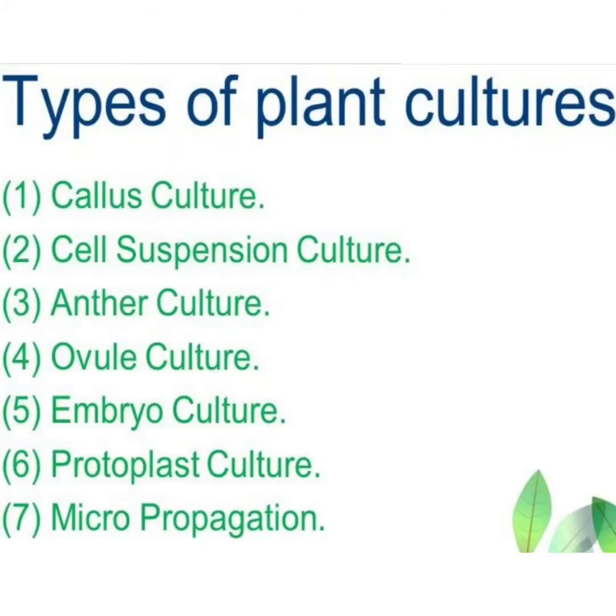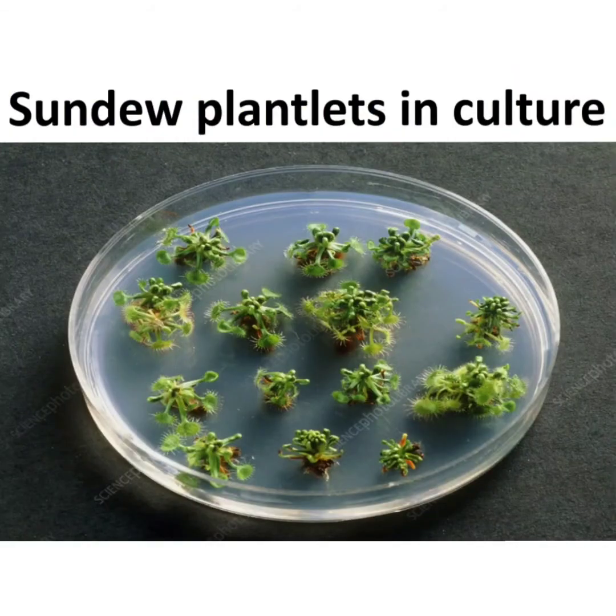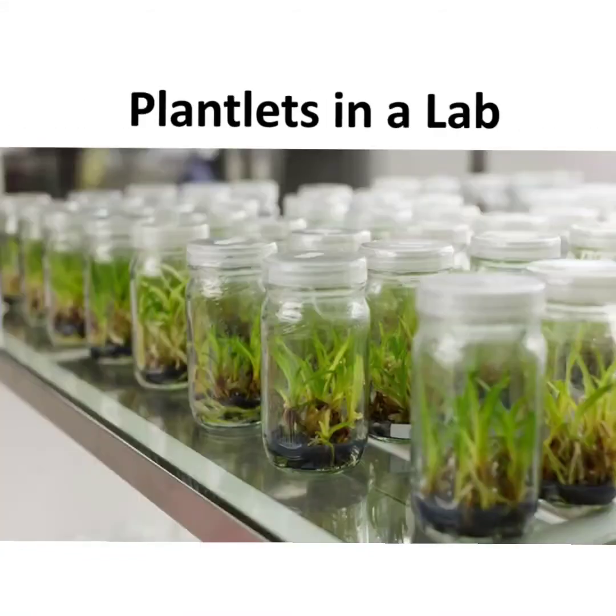What are the types of plant cultures? Callus culture, cell suspension culture, anther culture, ovule culture, embryo culture, protoplast culture and micropropagation. Let us see one by one. Here you can see the plantlets of sundew in the culture media in a petri dish. Here you can see the plantlets in a laboratory in bottles containing the culture media.